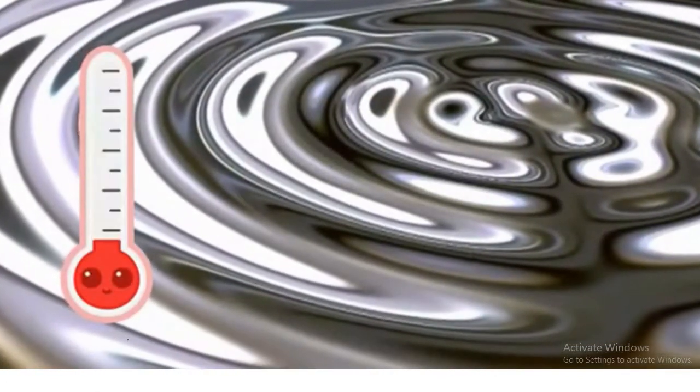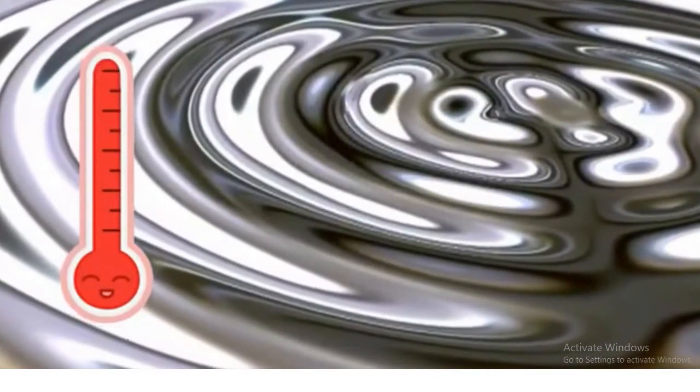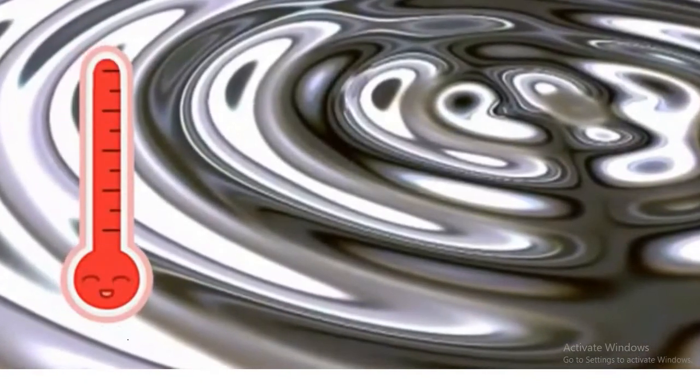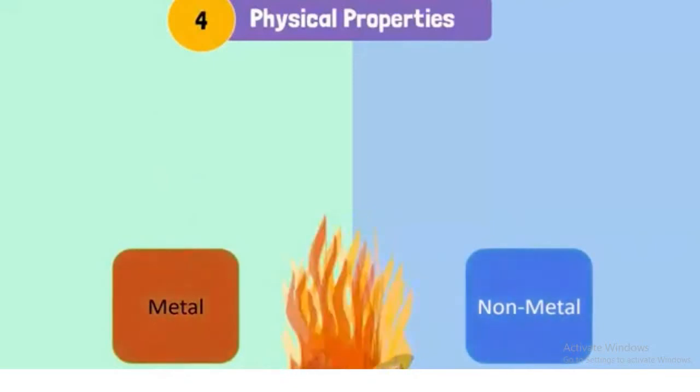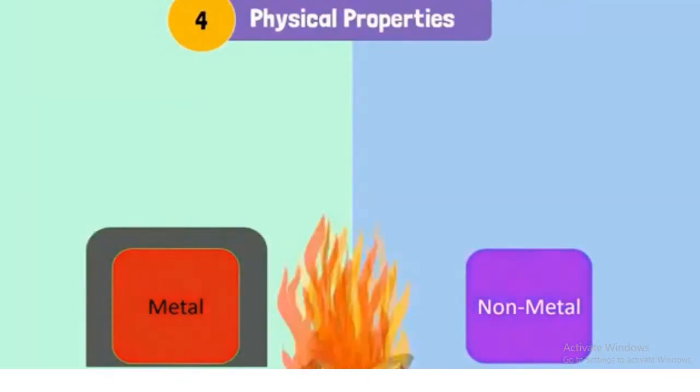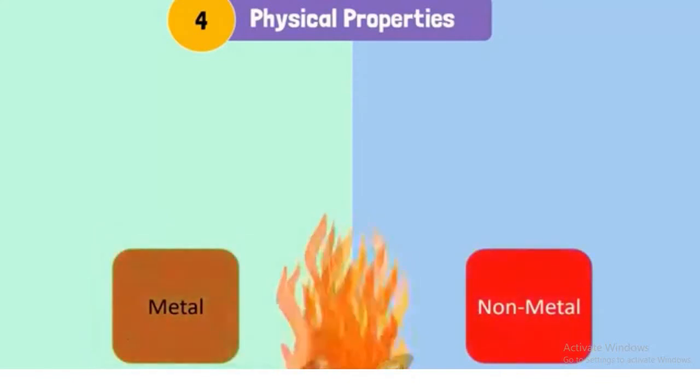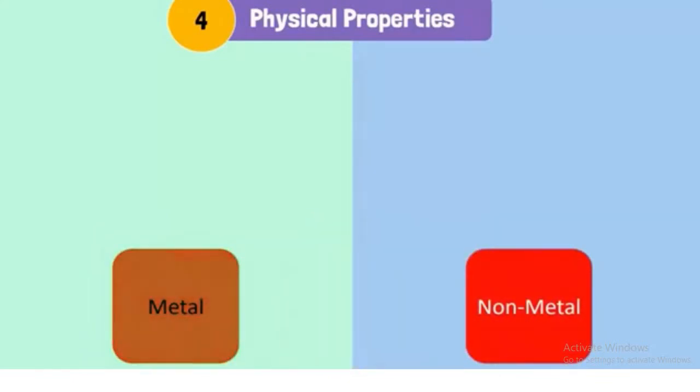Mercury is also used in a thermometer because metals are good conductors of heat. This means they heat up very quickly as well as cool down very quickly when the heat source is blocked or moved away. On the other hand, non-metals take time to heat up and to cool down. They're also more likely to catch fire.